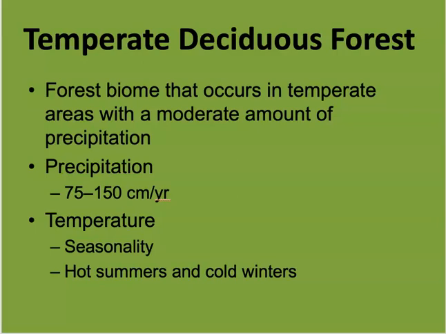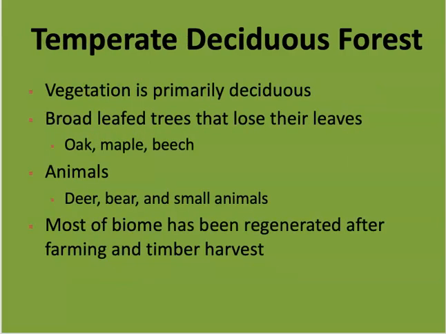But so temperate deciduous, that's where we live. Okay, try to remember that one. Broadleaf trees that lose their leaves. That's what we're going for, deciduous, in case you're wondering what deciduous means. Oak, maple, beech, and such.